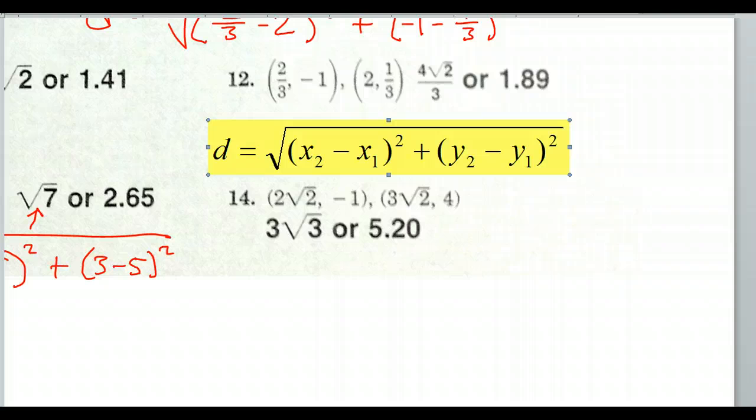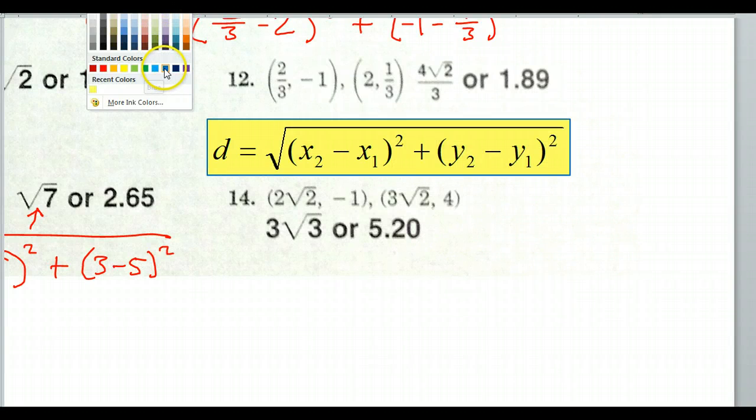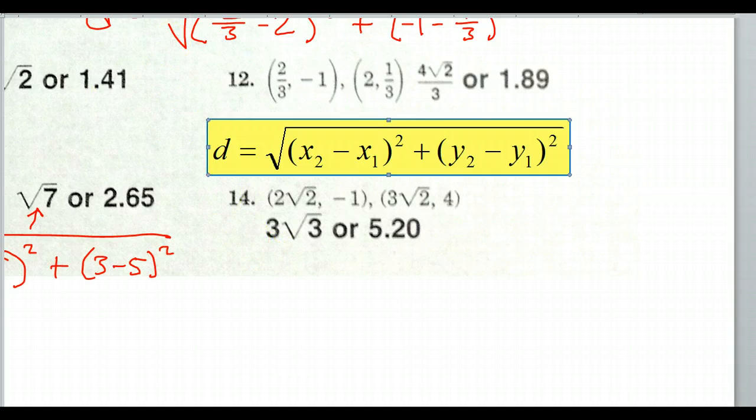Alright, so what do I got to do here? I felt like switching colors. I'm getting tired of red. Do you ever just get tired of red sometimes? I sure do. I'm going to use blue.